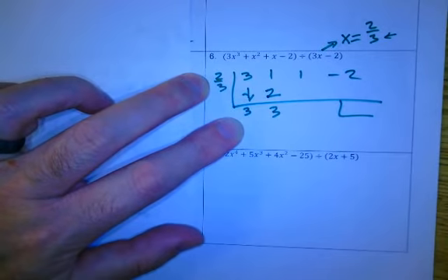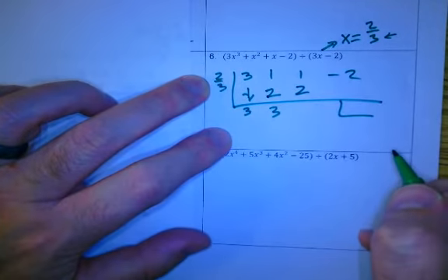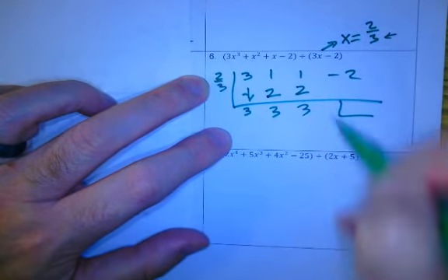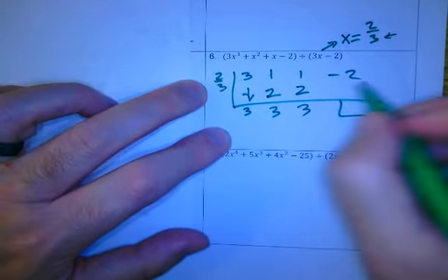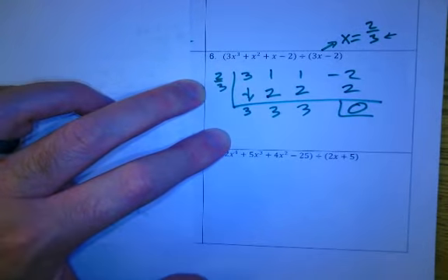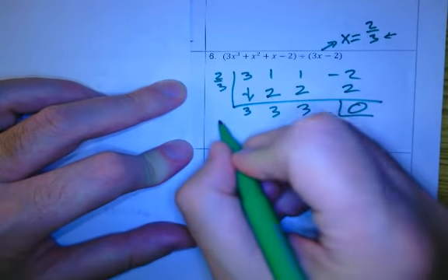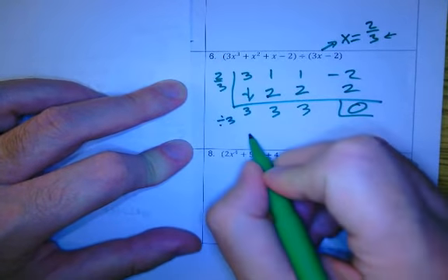3 times 2 is 6. Divided by 3 is 2. Is that okay? Add up the column. 3 times 2 is 6. Divided by 3 is another 2. And this time I get a remainder of 0, which is nice. But since I'm having a factor of divided by 3, I'm going to divide everything by 3. And this is really going to turn into 1, 1, and 1.